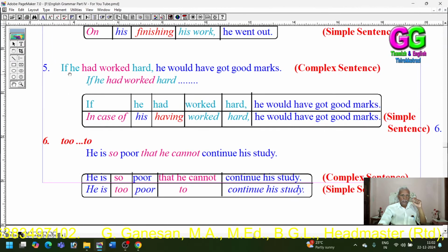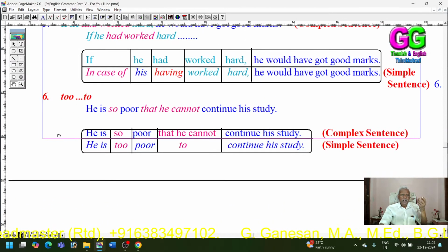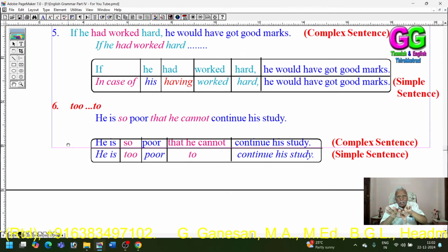Then the fifth example: if he had worked hard, he would have got good marks. If is the conjunction; the phrase is "in case of". He becomes the possessive case. Here there are two verbs, had and worked. The first verb is had, so the present participle of had is having. Then the remaining parts should be kept as they are. If he had worked hard, he would have got good marks. In the event of his having worked hard, he would have got good marks. This is the complex sentence. This is the simple sentence.